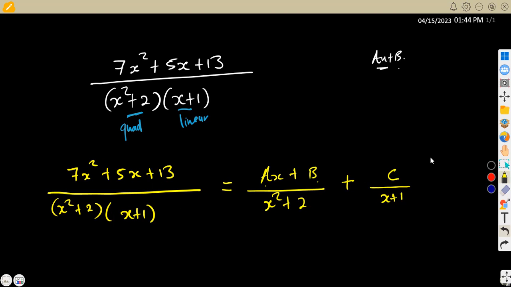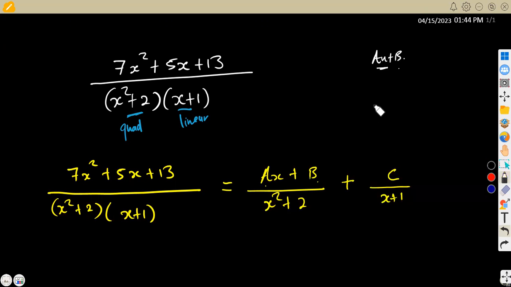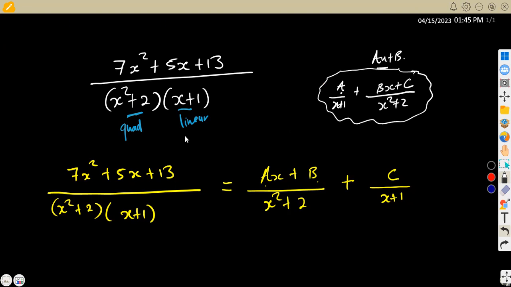That's how you expand, of which someone could have started with a linear factor, which means it was going to be a over x plus 1 as a linear factor. We move on to the quadratic factor, which means we have used a, so we move on to b. So it is going to be bx plus c over the quadratic factor of x squared plus 2. So this is another way that we could have expanded our partial fraction in this case.